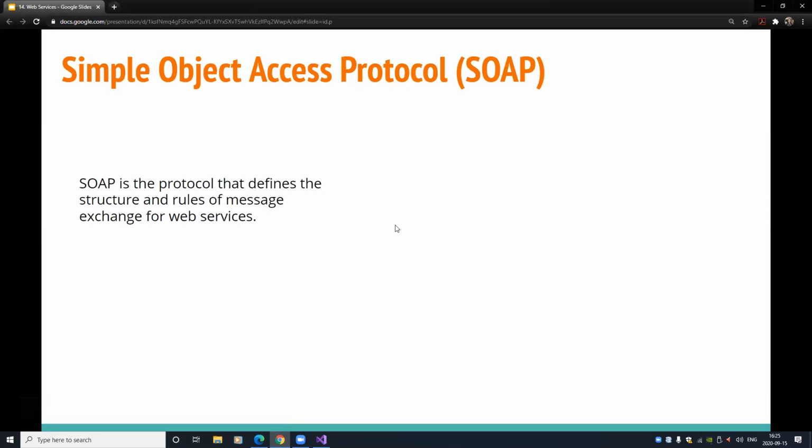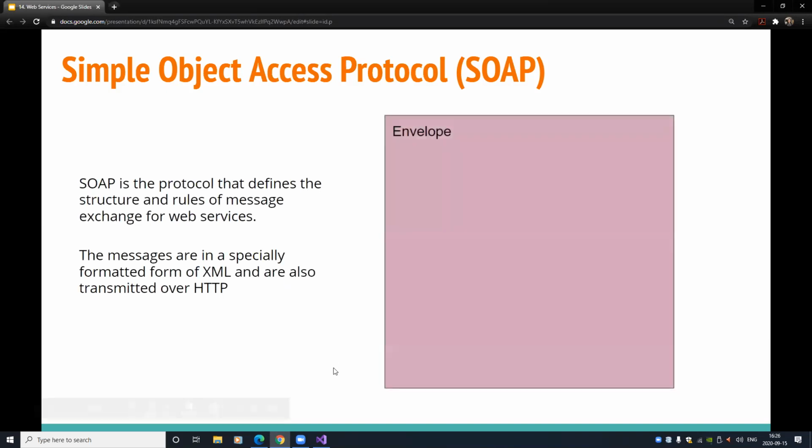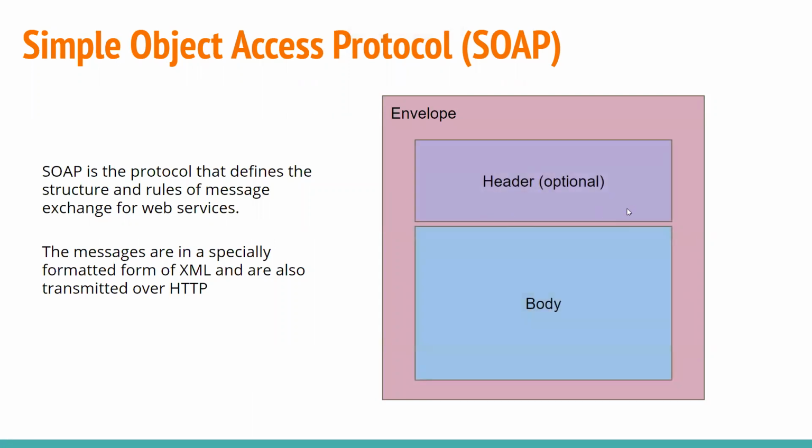SOAP is the protocol that defines the structure and the rules of messages exchanged for web services, okay? The messages are just XML and they're also transmitted over HTTP. They just have a somewhat special format. They have an envelope because they're a message, and we put messages in envelopes. So it's an easy thing to remember. SOAP messages go in envelopes and they just have a header and a body. A header and a body. And that's it. That's all you need to know about the Simple Object Access Protocol.